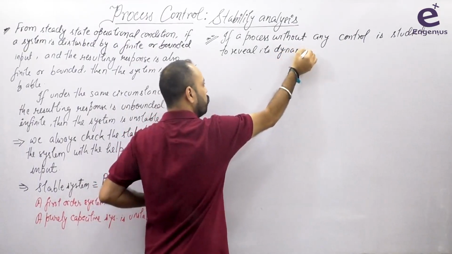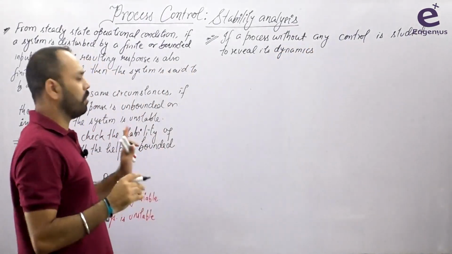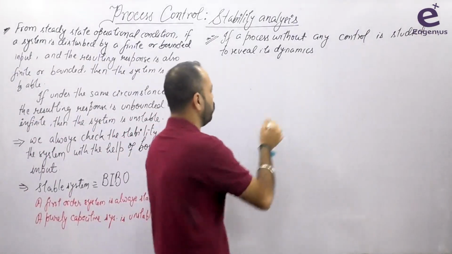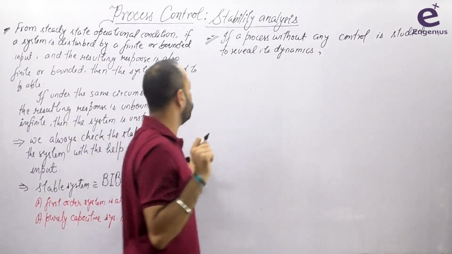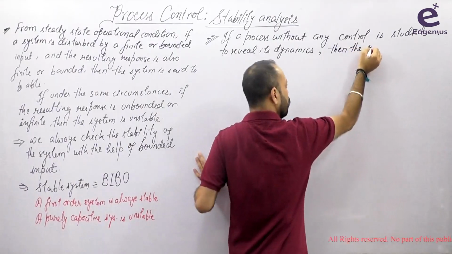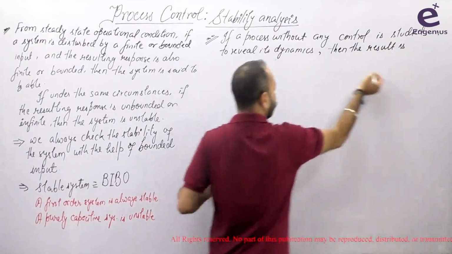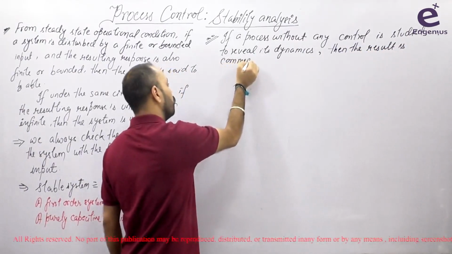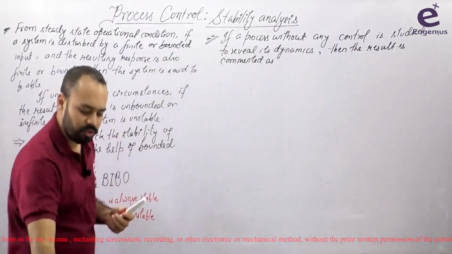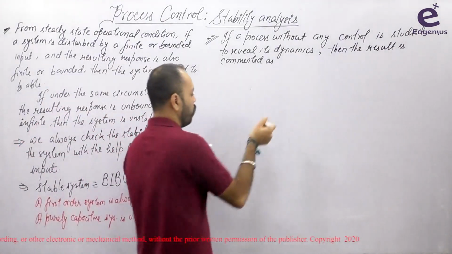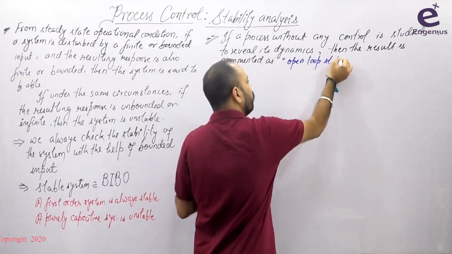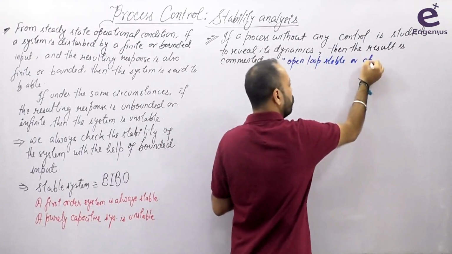We are studying the system to find how it is going to behave, meaning the dynamics. But the system is not having any control. Now, if a process without any control is studied to reveal its dynamics, then the result is commented as open loop stable, if it is stable, or open loop unstable.